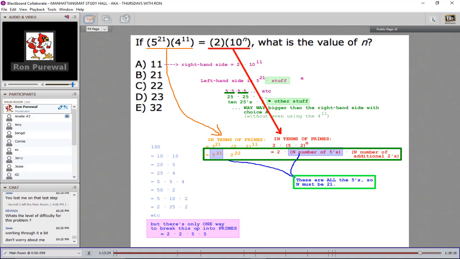Okay, so basically that's the deal, right? If you actually wrote these all out, you need to end up with the same number of 2s and 5s on each side. Like if you broke down 5 times 5 times 4, and you broke down 5 times 10 times 2, you would end up with 2, 2, 5, and 5 on both sides of that. And that's what happens with primes.